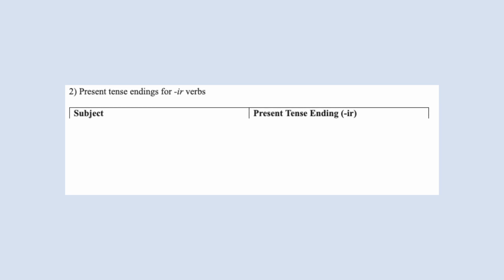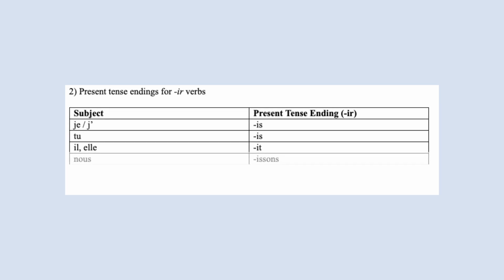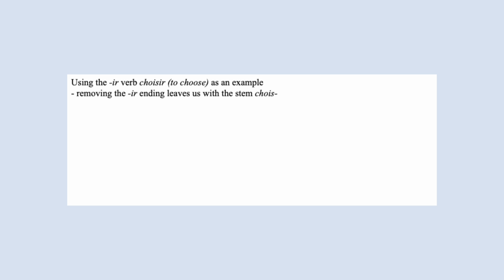The present tense endings for IR verbs. For the verb choisir, we remove the infinitive IR ending, giving us the stem chois.